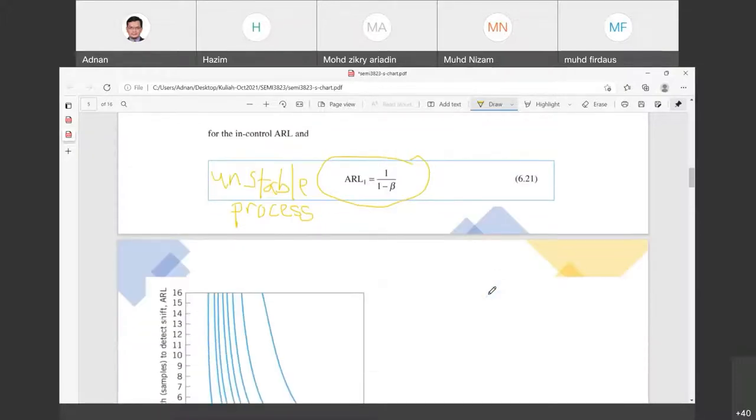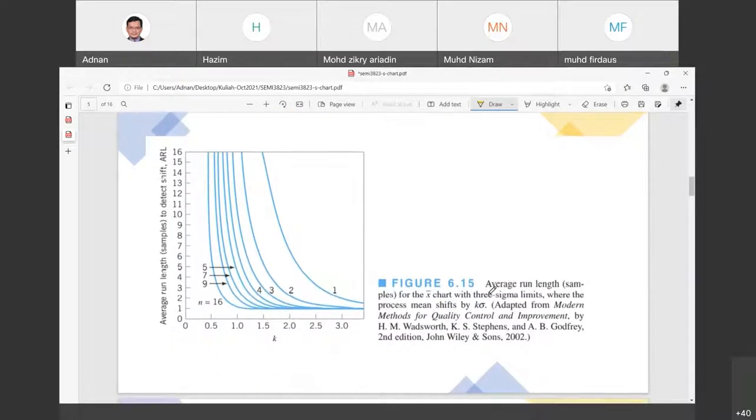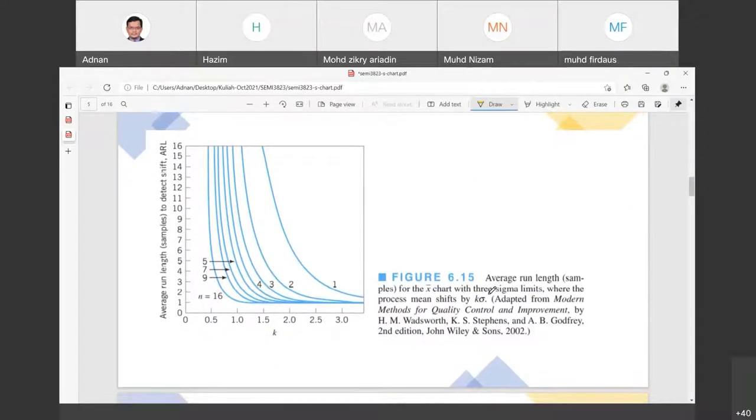So studies have been done using simulation. What they do is, this is the shift in the control chart. In the control chart, you have a shift. This is a 3 sigma shift at this point. This is a minus 3 sigma shift. Shift means that your sample suddenly shifts up. This is shifting.